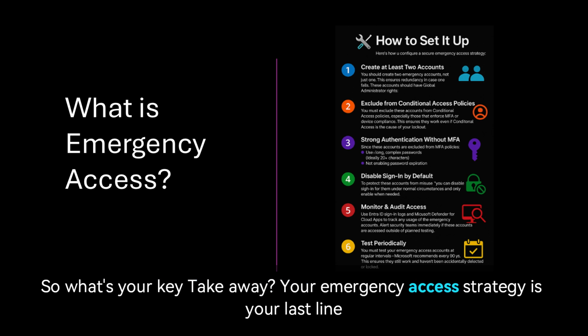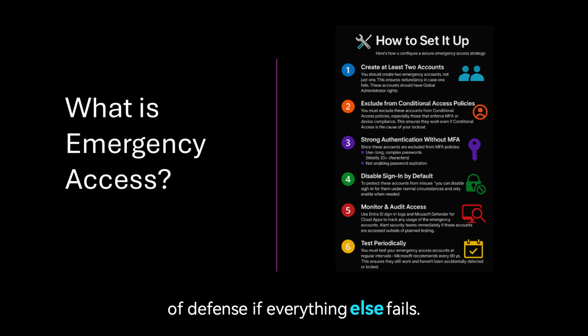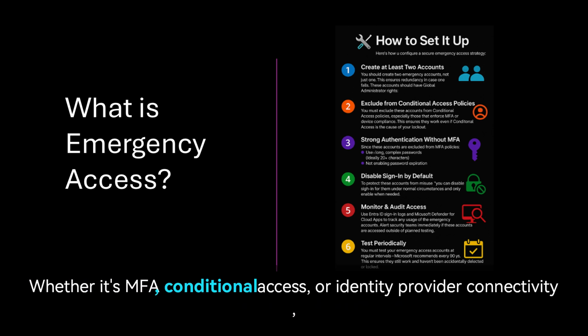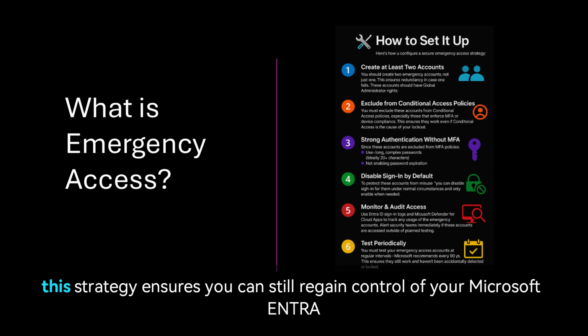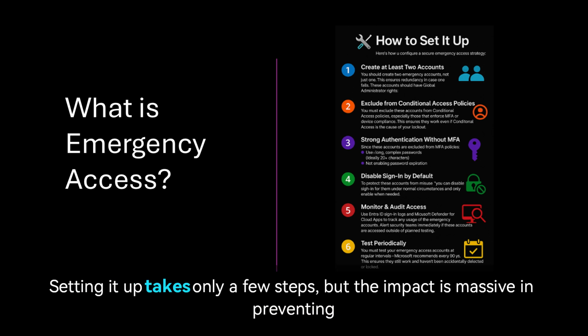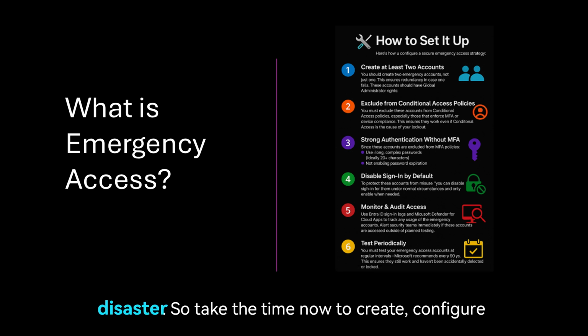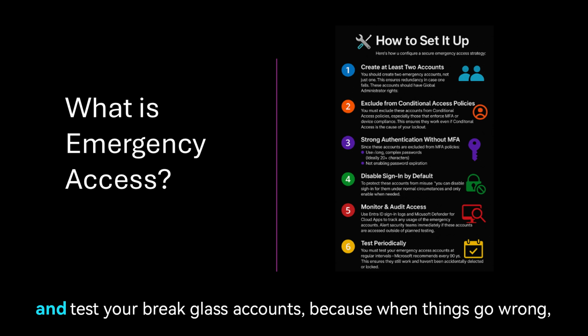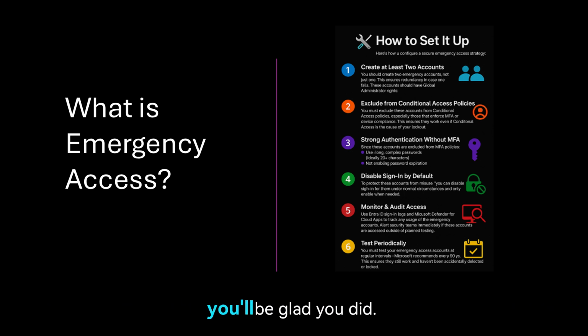Your emergency access strategy is your last line of defense. If everything else fails, whether it's MFA, conditional access, or identity provider connectivity, this strategy ensures you can still regain control of your Microsoft Entra environment. Setting it up takes only a few steps, but the impact is massive in preventing disaster. So, take the time now to create, configure, and test your break glass accounts, because when things go wrong, you'll be glad you did.